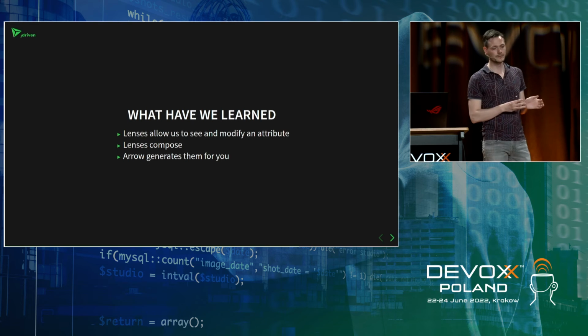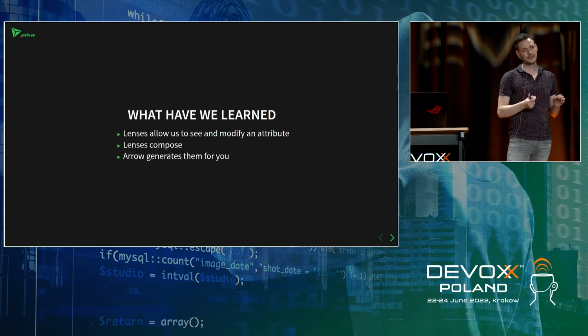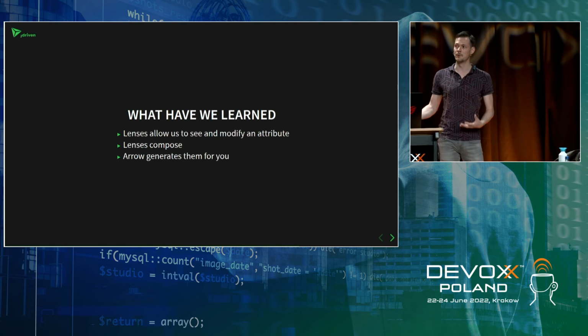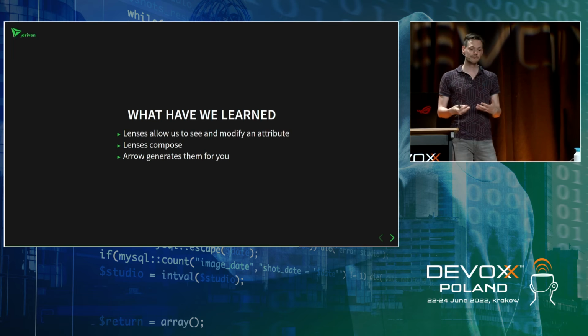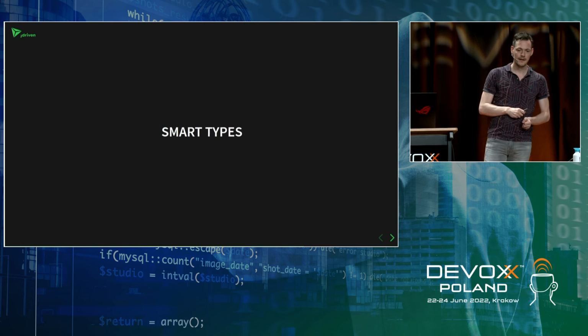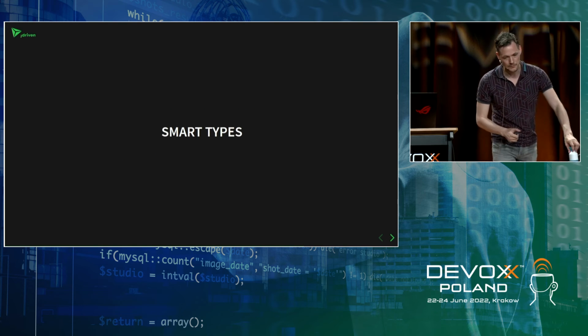So what did we learn? Lenses look at a single attribute of an object. Alone, they don't do that much, but we can compose them to create more powerful lenses. And Arrow can just generate these for us, so we don't have to do that ourselves. And lastly, I want to talk about smart types.